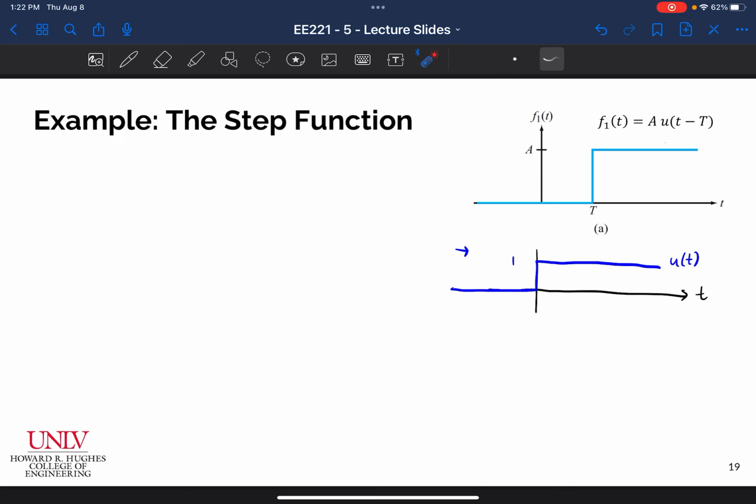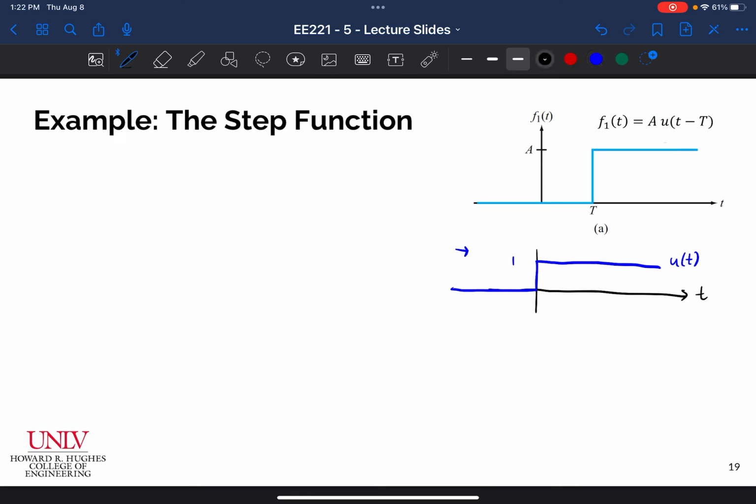And then this here, this f1 of t that we're looking at, is time shifted, right? It's shifted by big T in the time domain. And it's also a scaled version of u of t. So if we multiply u of t by a value a, we might get a little bit taller, we might get a little bit smaller. And we shift it by T, then that's our signal here, right? This is just a shifted and scaled version of the unit step function, okay? So keep that in mind as we go through this.